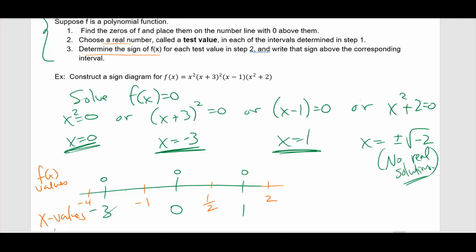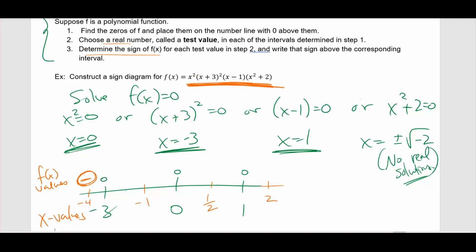That's the only thing we care about here. So going up to the original function, if we put a -4 in there, what's going to happen? Well, if I square a -4, that's going to be positive. If I have -4 plus 3 and square it, well, that's going to be positive. If I put a -4 in here, I'd have -5. That's going to be negative. -4 squared, that's positive, plus this one's positive, right? So I've got a positive times a positive times a negative times a positive. That is going to be a negative.